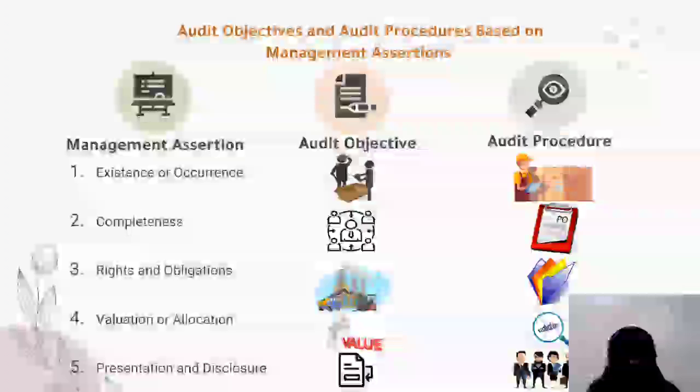Next, completeness. An example of an audit objective here is that accounts payable include all obligations to vendors for the period. And then the audit procedure would be to compare receiving reports, supplier invoices, purchase orders, and journal entries for the period and the beginning of the next period.